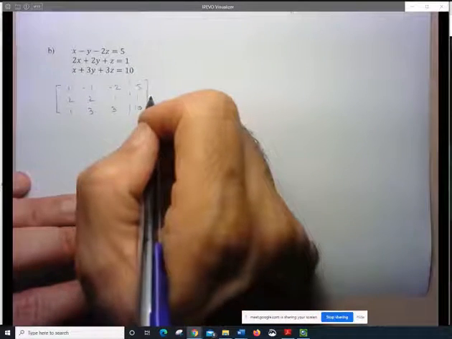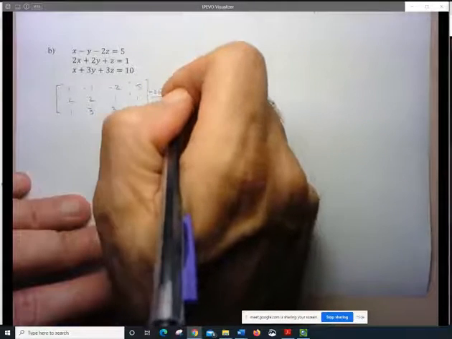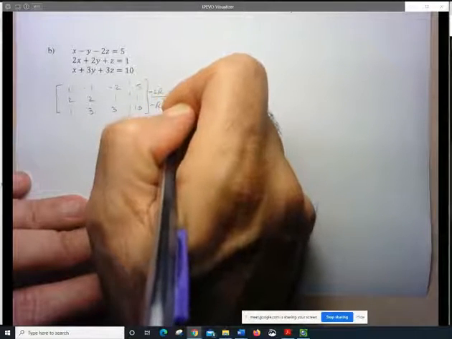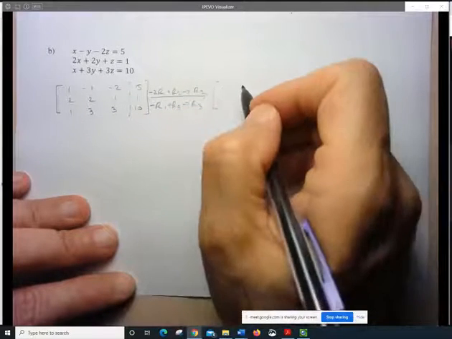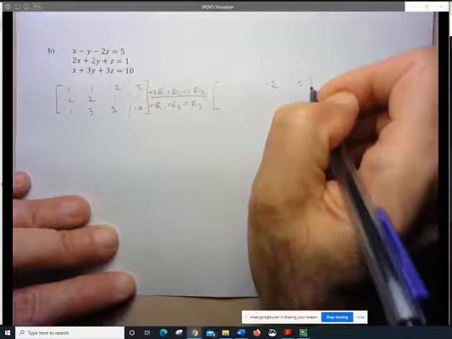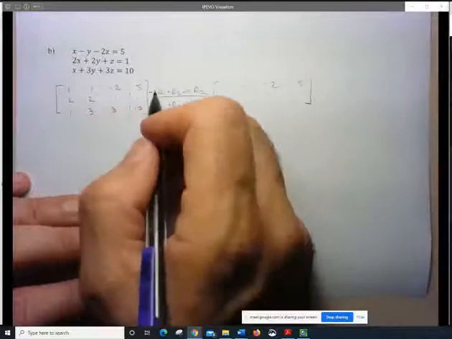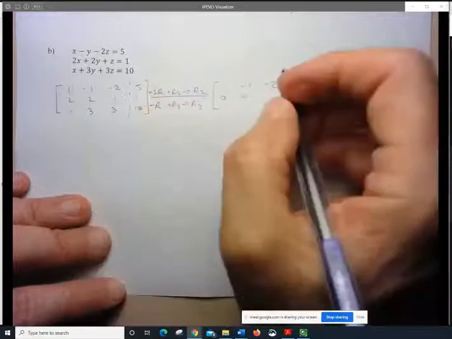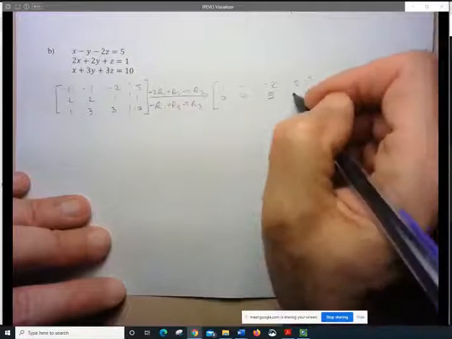Okay, so here it's following an algorithm, same thing every time. It's going to be negative 2r1 plus r2 replaces r2. Negative r1 plus r3 replaces r3. I don't even think about it. I just eliminate these two numbers here. Negative 2, 5. Negative 2 plus 2, 0. This is going to be 2 plus 2, 4. This is going to be 4 plus 1, 5. This is going to be negative 10 plus 1, negative 9.